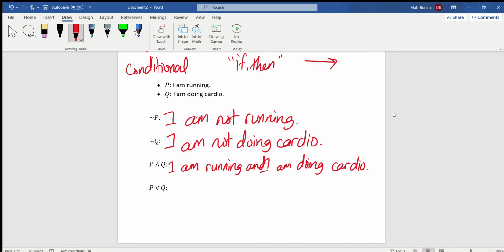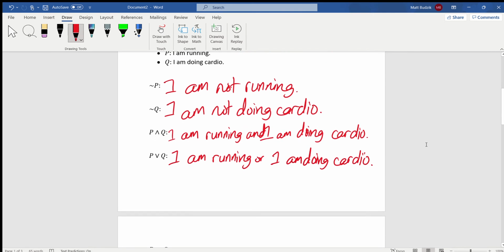Now, again, the difference with the disjunction is we're saying one or the other. So the disjunction would read, I am running or I am doing cardio. Okay, so kind of think like the conjunction, I'm running and I am doing cardio. Well, if you're running, then you're doing cardio, right? But the disjunction, I'm running or I am doing cardio, then we could do something else, like we could be on an elliptical, we could be riding a bike, something like that.